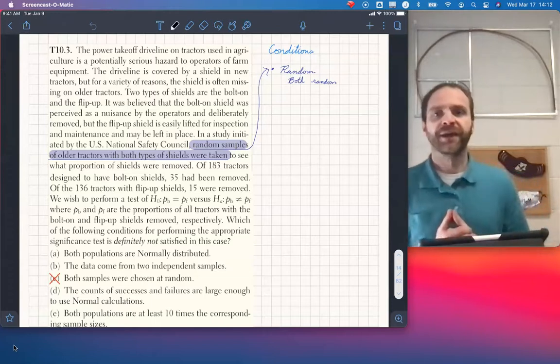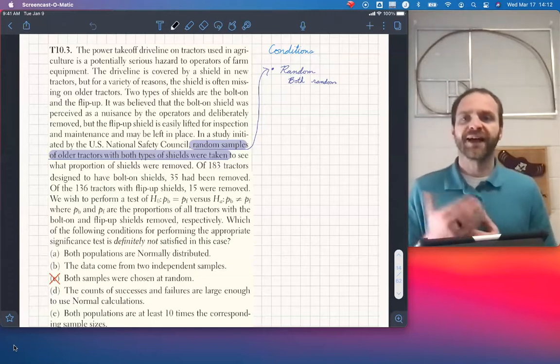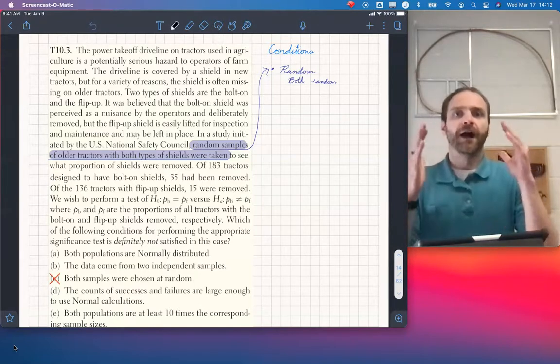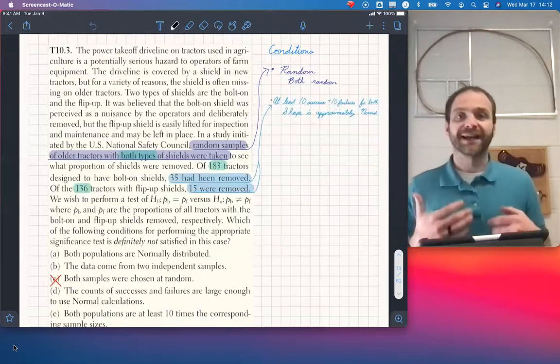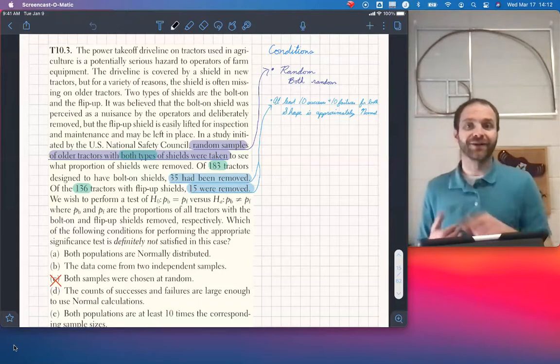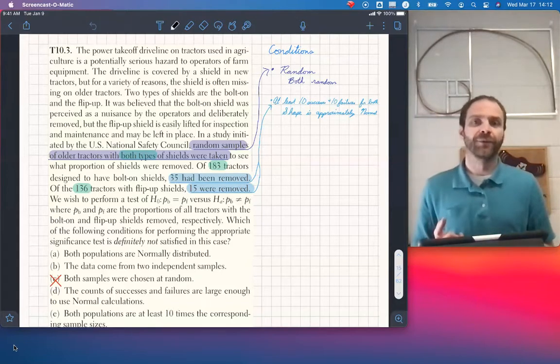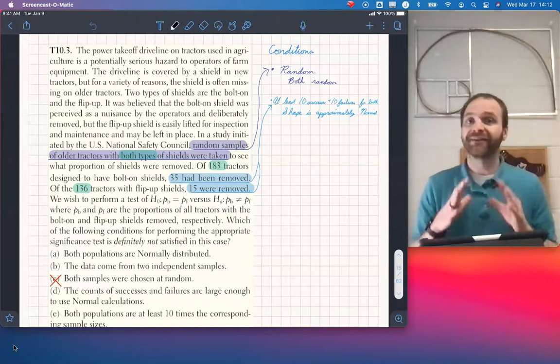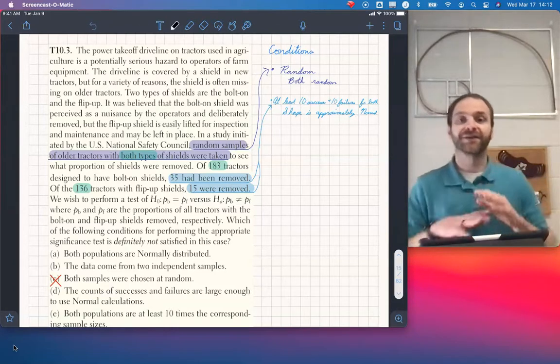Let's keep reading. Of the 183 tractors designed to have bolt-on shields, 35 had been removed. Of the 136 tractors with flip-up shields, 15 were removed, etc. What does that mean? Well, that's my counts of successes and failures. I do have at least 10 successes and 10 failures: 35 removed of the 183, and 15 removed of the 136. I do have at least 10 successes and 10 failures in each group.